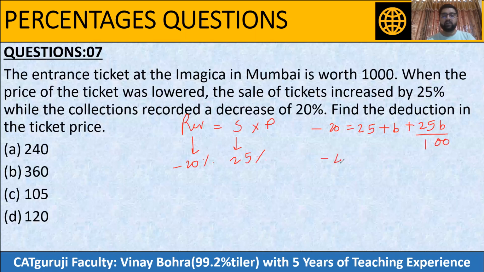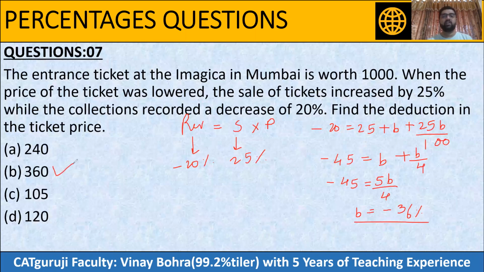So this will give us minus 45 equals B plus B by 4, that is 5B by 4. So your price is reduced by 36%. So 36% of 1,000 is 360 rupees. So it is reduced by 360 rupees. So there is a reduction of 360 rupees in the ticket price.